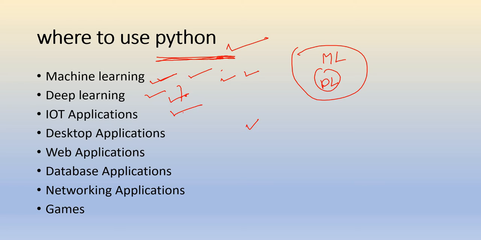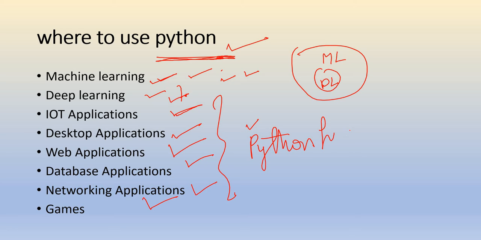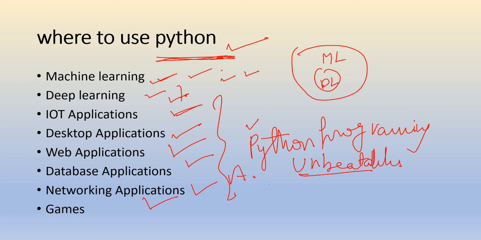IoT apps are also implemented with the help of Python programming, and desktop applications, web applications, database applications, networking applications, and gaming applications. Everything nowadays can be designed with the help of the Python programming language. So finally we can say Python programming is unbeatable by other programming languages. It is high level, unbeatable by other programming languages, and highly advanced, we can say, right?